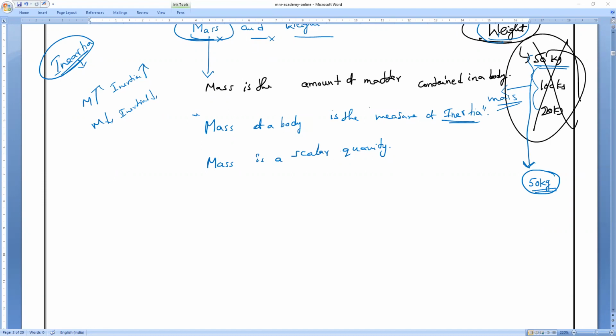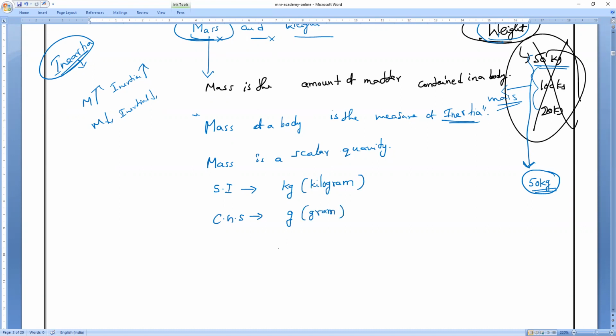Now, let us observe. What is the SI unit of mass? SI unit, Standard International Unit. Kilogram, kg. Kilogram is the SI unit of mass. And what is the CGS system? CGS full form: centimeter, gram, second. So what is the unit? Gram. Okay, that is what you have to remember.